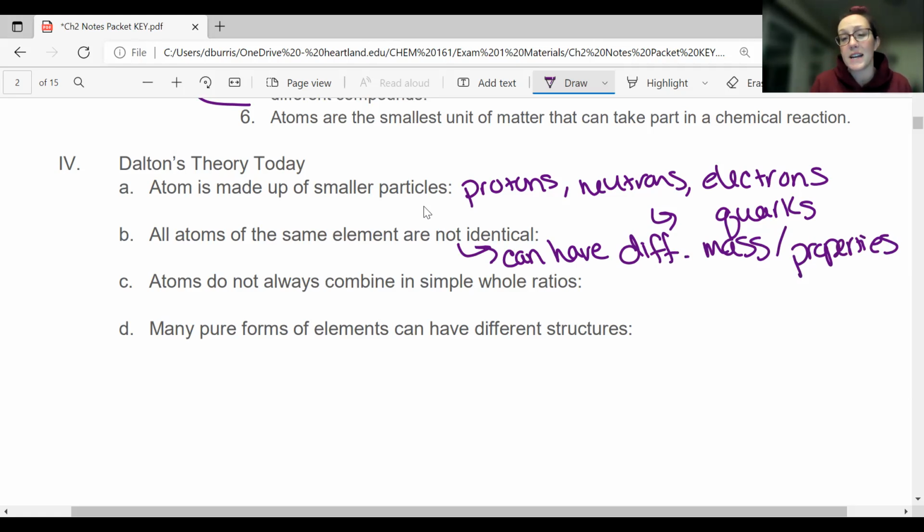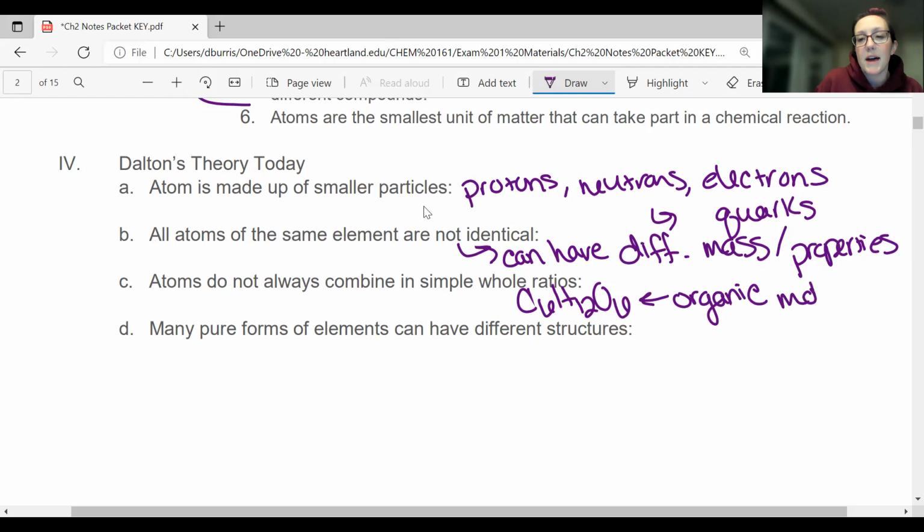As we start to get into organic chemistry using larger molecules, I would say a small whole number ratio is like 2s and 3s, maybe 4s. But you can have things like glucose, C6H12O6, right? Those are big numbers. I would not call that a small whole number ratio. Yeah, you could reduce this, but that's not what the molecule looks like. This is actually what the glucose molecule looks like. So we're going to have a lot of organic molecules that have much higher ratios.